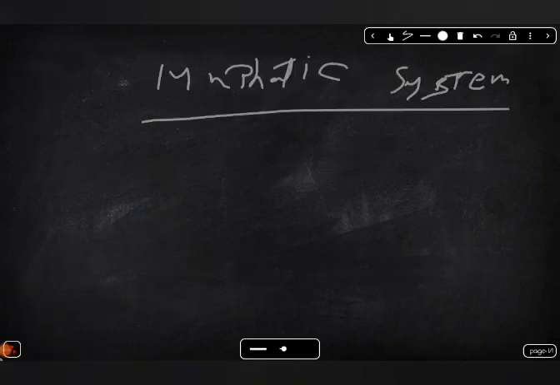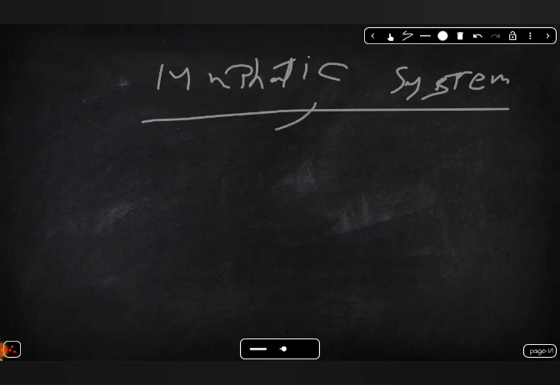Now we will take the last point in our chapter, the lymphatic system. The lymphatic system is the immune system in our bodies. Okay, it is very important for defense against microbes, microorganisms. The lymphatic system consists of 3 components.